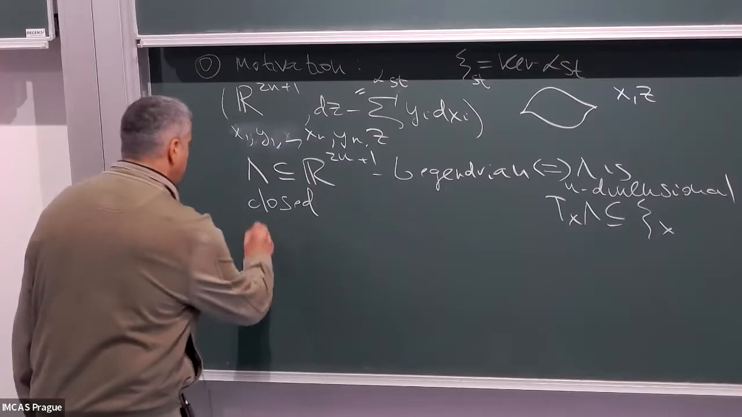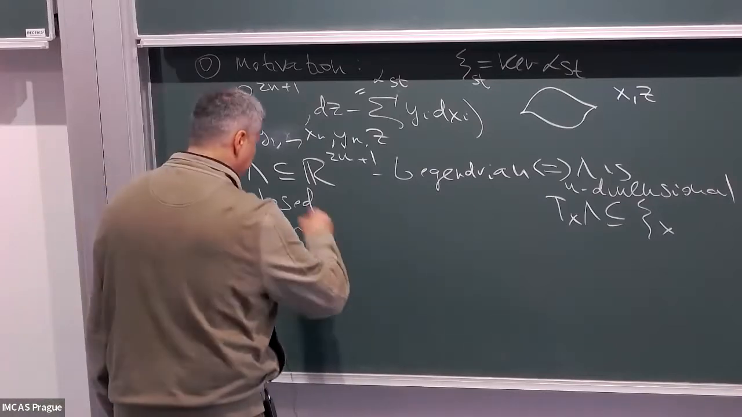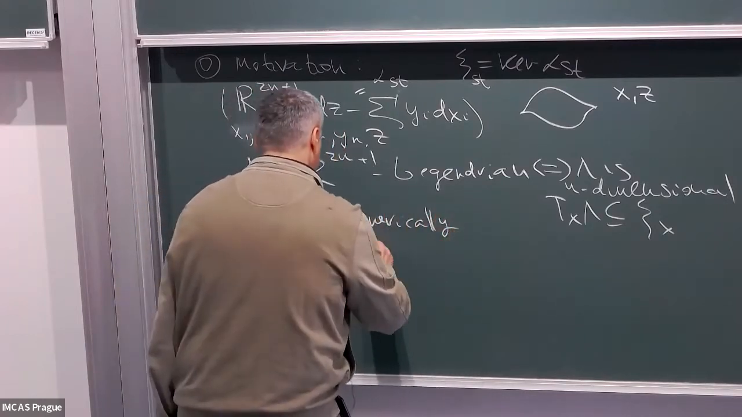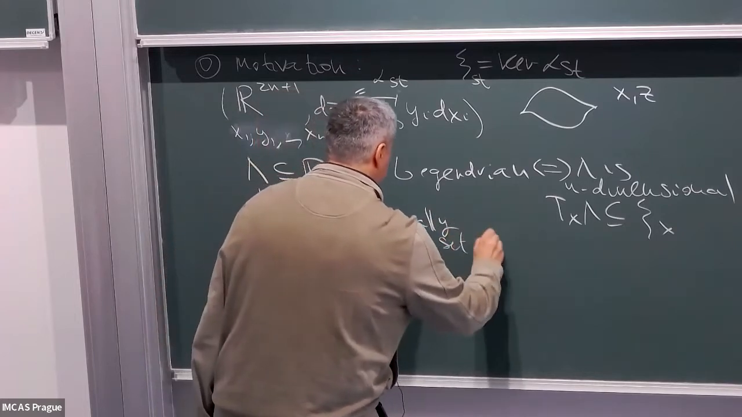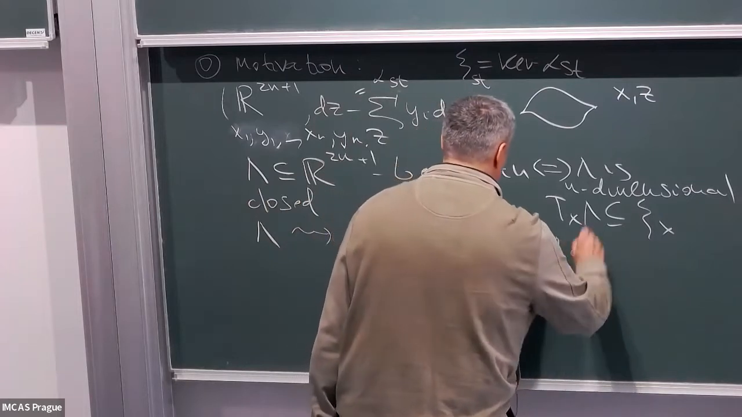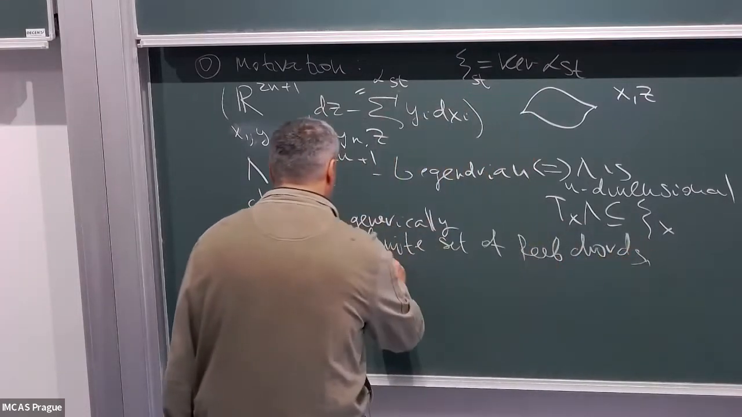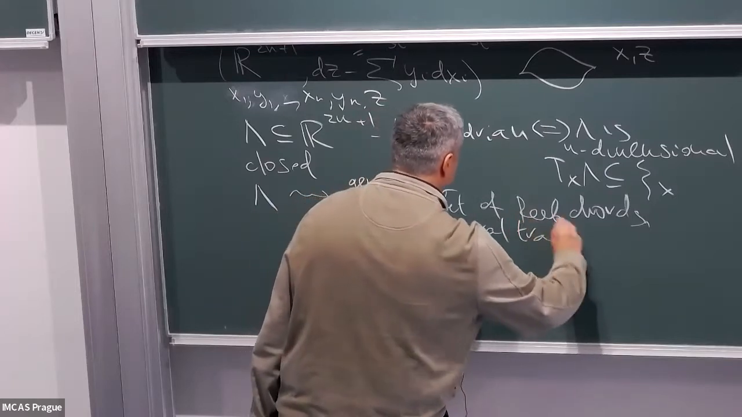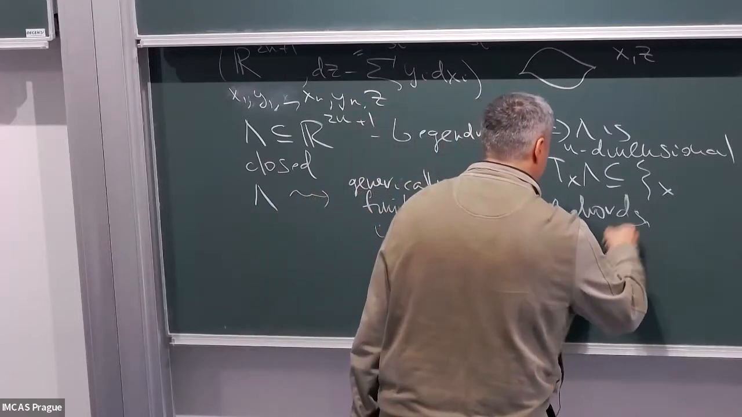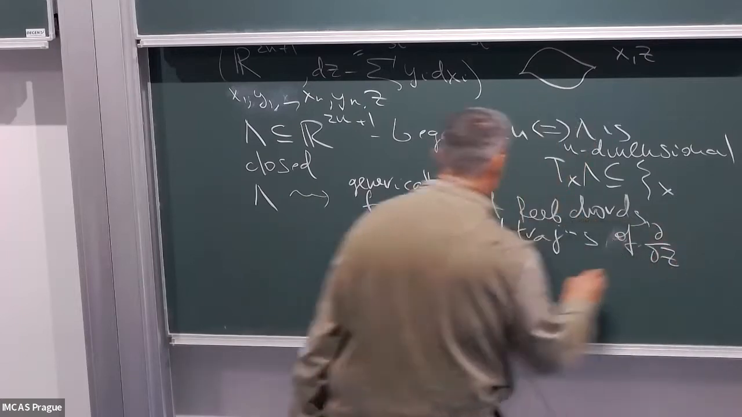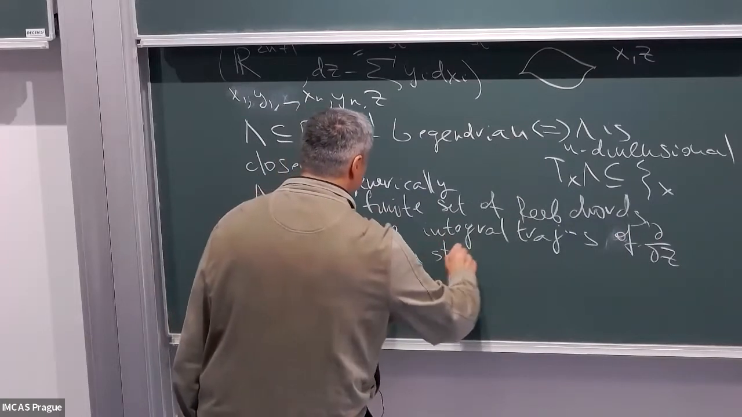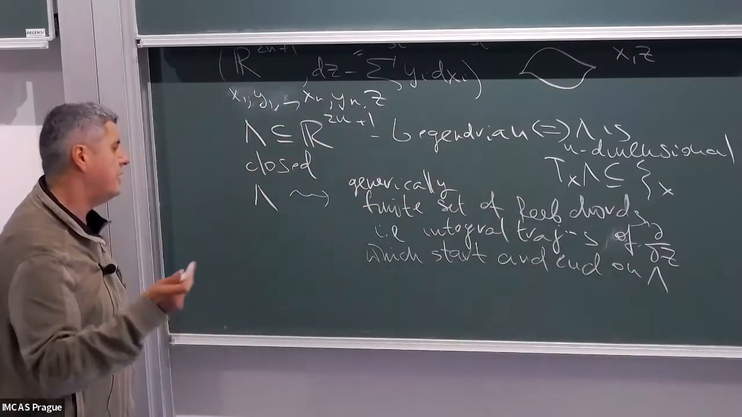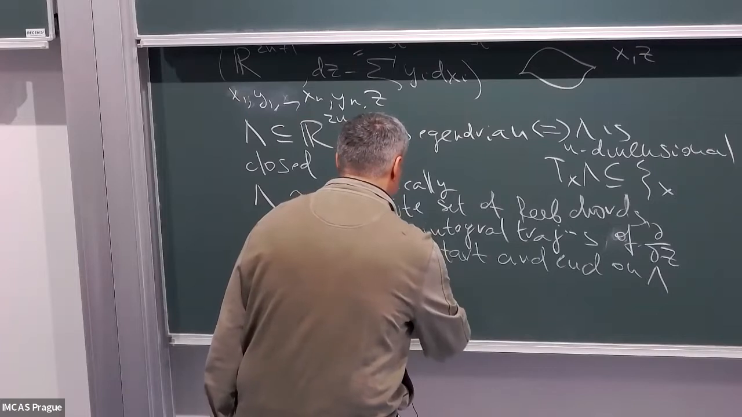So basically to this lambda, you can associate a generically finite set of so-called Reeb chords, i.e. integral trajectories of the Reeb vector field, which start and end on lambda, and this set will be denoted by, let's say, Q lambda.